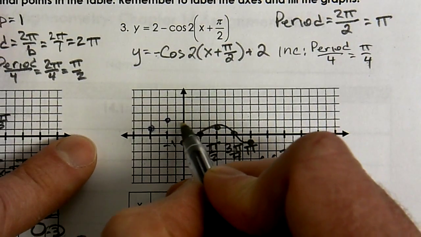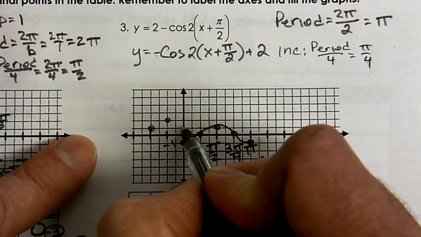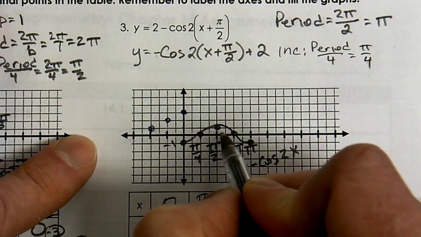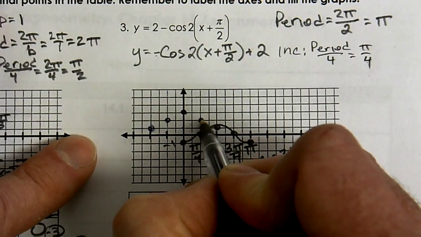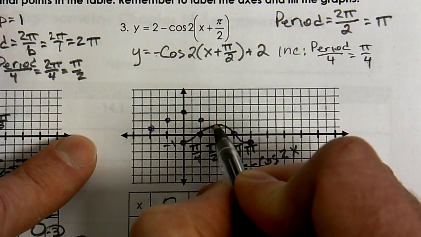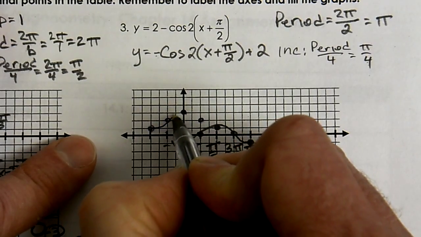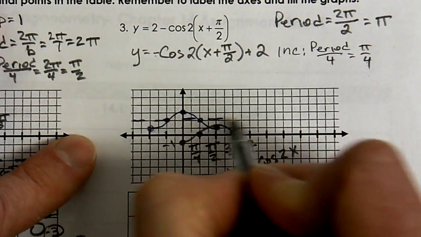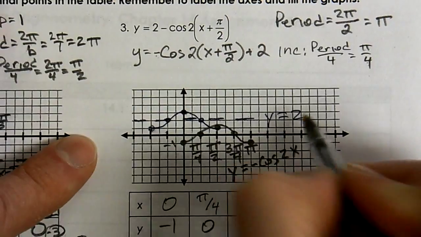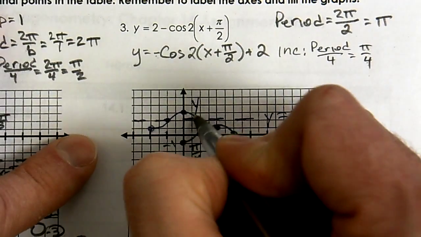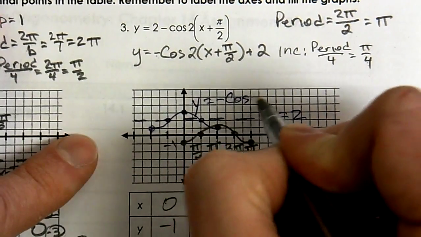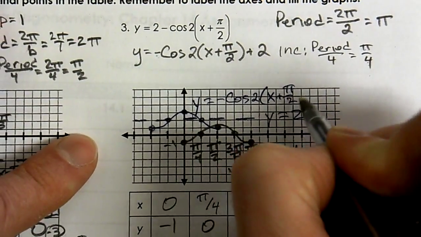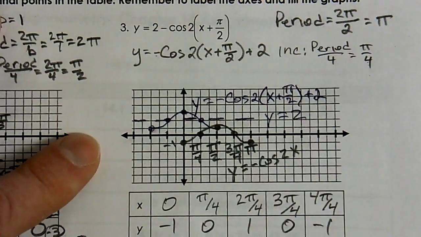Pi over 4, pi over 2, and up even higher. Pi over 4, pi over 2. And we draw in our nice smooth line. We should always put in our midline, which is y equals 2. Label our graph. Y equals negative cosine 2x plus pi over 2 plus 2.